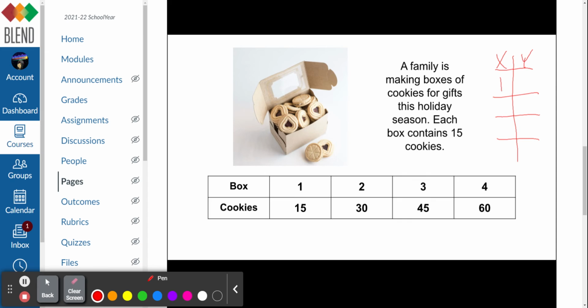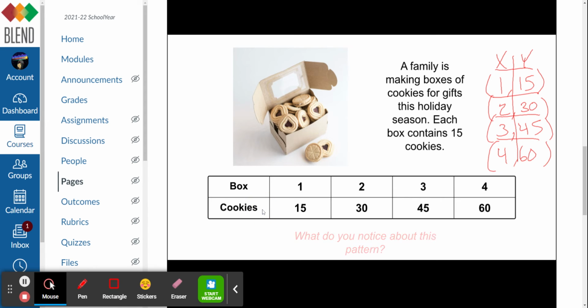All right, if we wanted to make ordered pairs for this, remember the box is your x, the cookies are y, so 1 box equals 15, 2 boxes equals 30, 3 boxes equals 45, and 4 boxes equals 60. If we just put parentheses around each pair and then a comma between each, we have 4 ordered pairs, and we're ready to graph this, to be honest. So let's take a look at the next step.